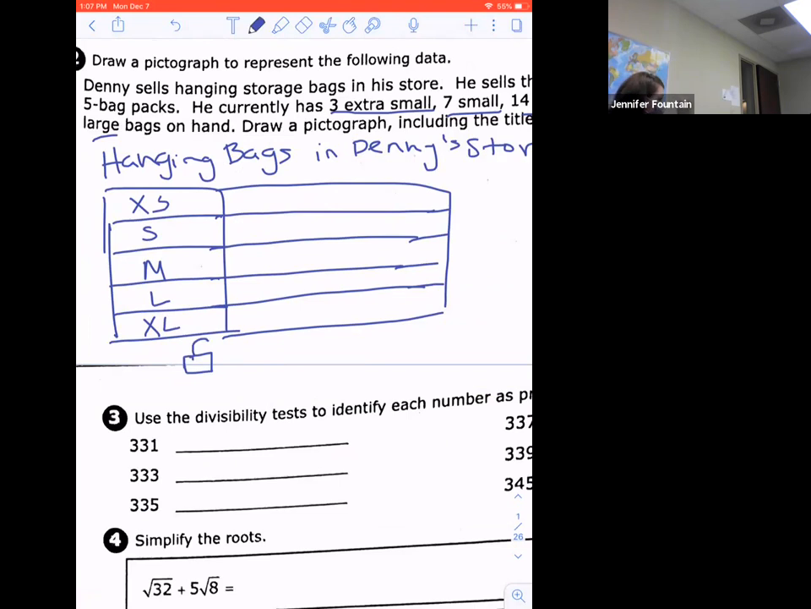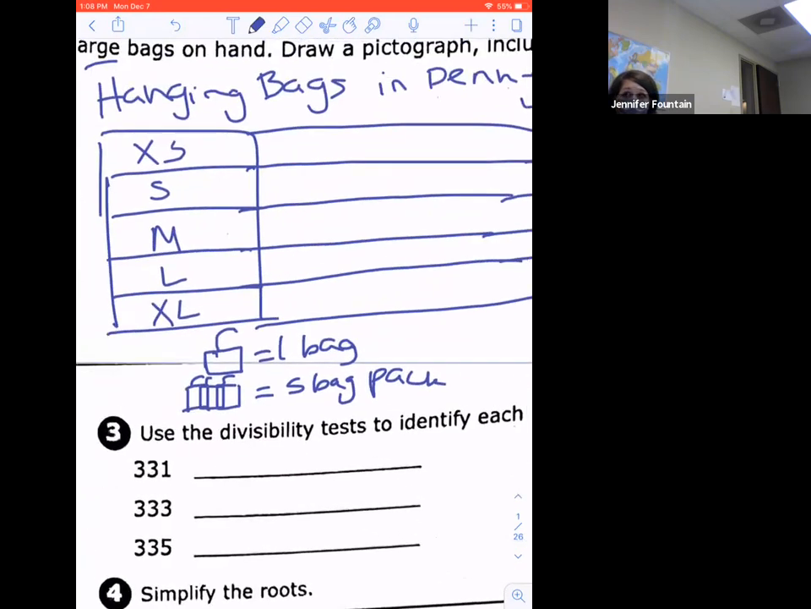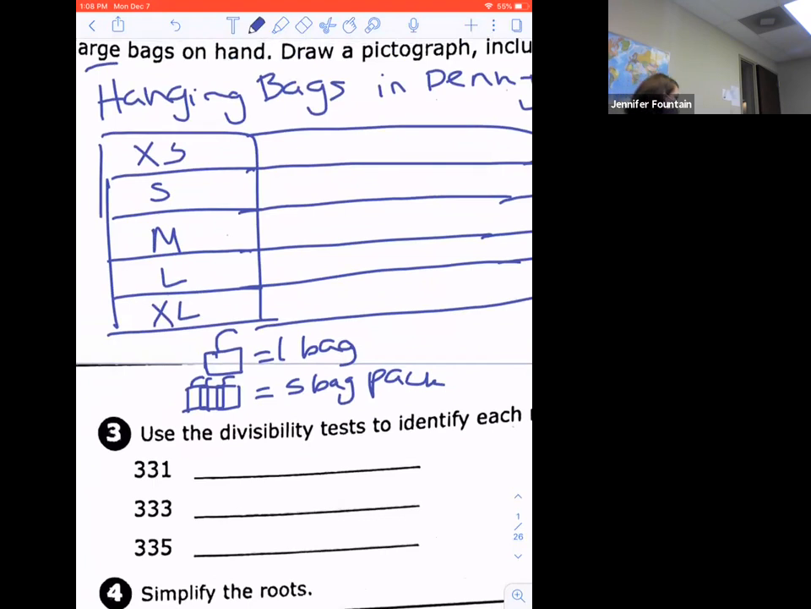This is on page 131. We're still on 131, activities 2. If I think that is equal to 1 bag, I'm going to make it look like it's stacked. That's going to be my symbol for 5 bags, or a 5-bag pack. So I'm showing mine as a little boxy looking figure with a hook on top.